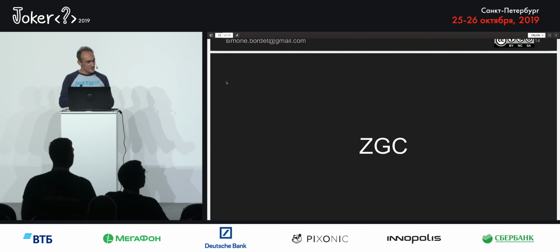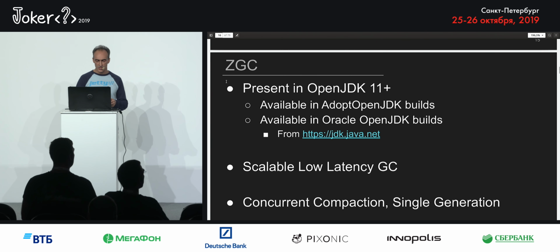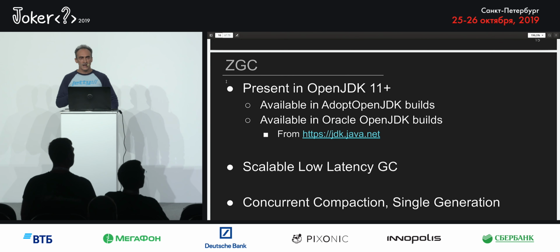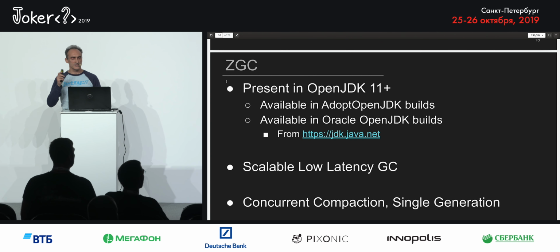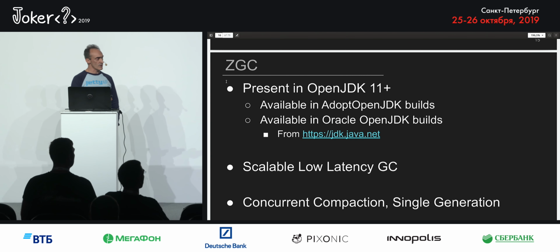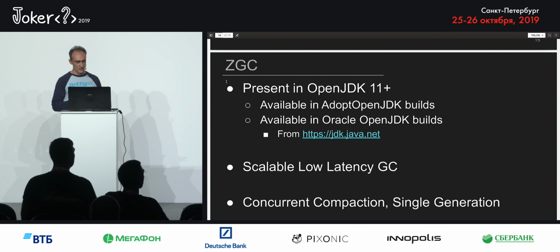Let's dive into the details of how ZGC actually works and what ZGC actually is. So ZGC is a project from Oracle. It was introduced in JDK 11, and it is available in AdoptOpenJDK builds, and I guess from many other vendors, and it's also available in the Oracle binary builds, downloadable from jdk.java.net. It is a scalable low latency garbage collector, as I said, does concurrent compaction, and it uses a single generation.